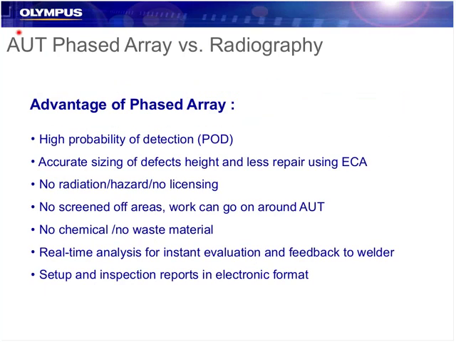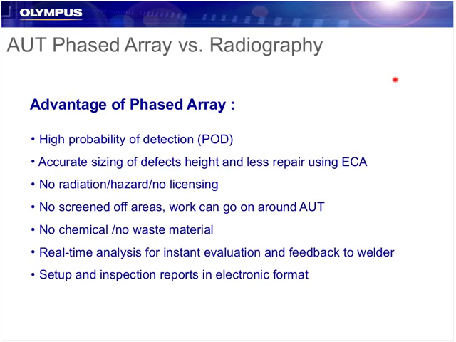Just take a little look. Often these pipelines are radiographed, so we look at phased array ultrasound as an alternative. There are several advantages, starting with high probability of detection. For one, ultrasound has a better probability of detection in general for lack of fusion, as well as cracks or other types of linear defects, than radiography does as a method. We get very accurate sizing of defect height, which we typically don't get in radiography. And that really causes less repair using what we call ECA, or engineering critical assessment.